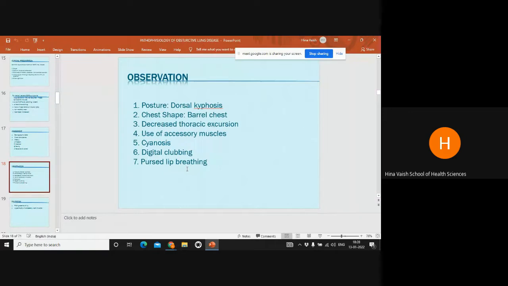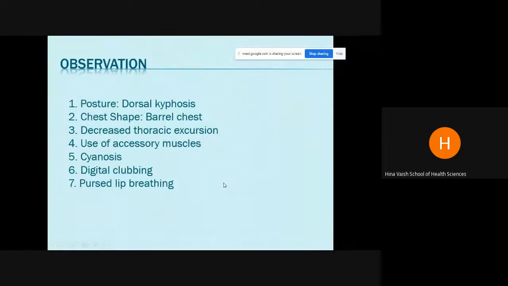Use of accessory muscles. When you look at the neck region, you can see the belly of the sternocleidomastoid and splenius. Then you will see the cyanosis. Again, I'm saying that cyanosis is a bluish discoloration of the mucous membrane, so you will be able to see it. Clubbing, you can see in the fingers when you observe.